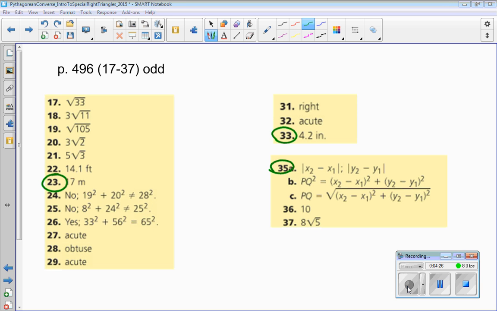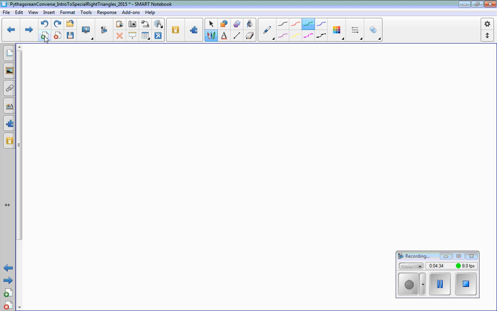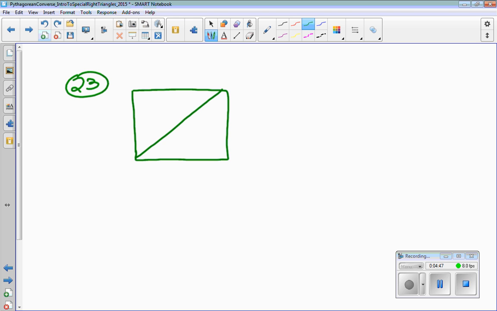All right, so on page 496, we're looking at problem 23 first. So let me go ahead and just draw the picture. Let me read the problem because it's a word problem. It says, a walkway forms one diagonal of a square playground. So let's go ahead and make sure we start by drawing a square. And then we're going to draw a diagonal, okay? And it says here, the walkway is 24 meters long.